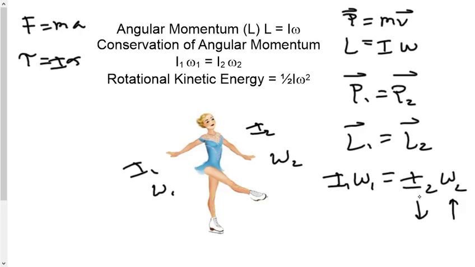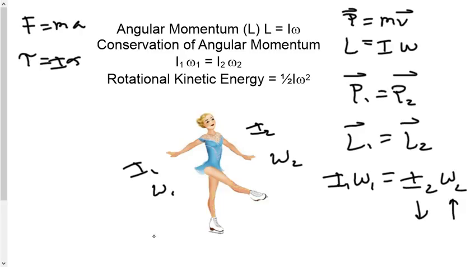Because her moment of inertia decreases as she pulls her arms and legs closer to the center of her body, her moment of inertia goes down. Therefore, her angular velocity must go up. So it's really a conservation of angular momentum that we're witnessing every time we watch the Olympics and we see these incredible skaters do what they do.